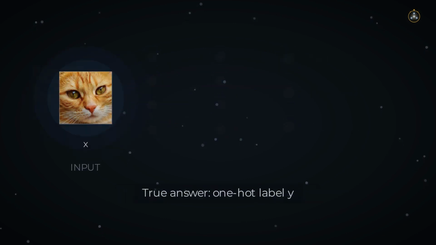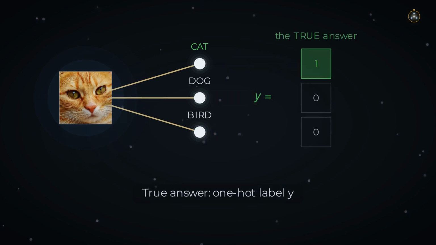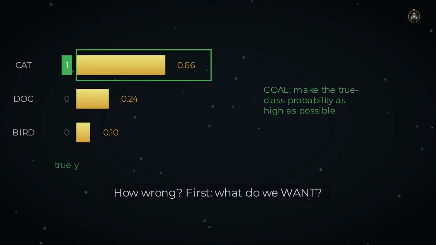The true answer we write as a one-hot vector, Y. Cat gets a 1, dog and bird get 0s. That's our ground truth, and we'll use it to measure how wrong the network was. So, how wrong was the guess?